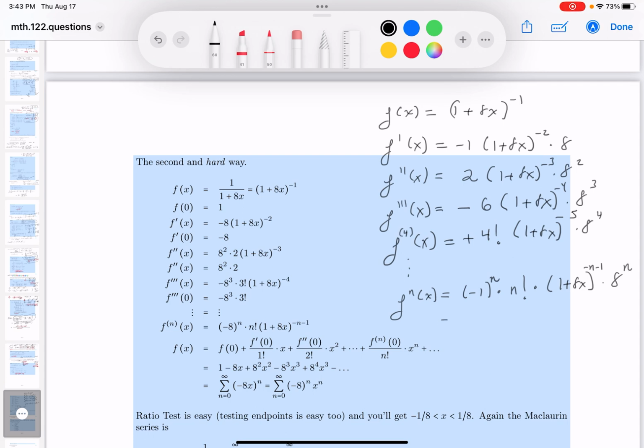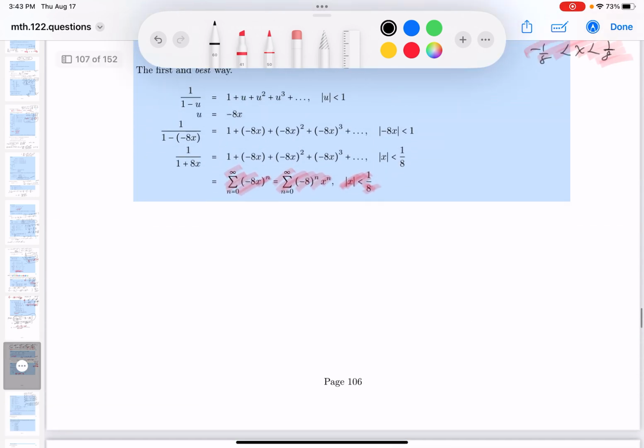I'm going to pull this together a tiny little bit because this one and this one can be pulled together. And what would you get over there? You get minus 8 to the nth power, n factorial, and then 1 plus 8x raised to the minus n minus 1. All right? So what do I do now? I forgot what we're doing. I'm trying to get a Taylor polynomial centered at 0.